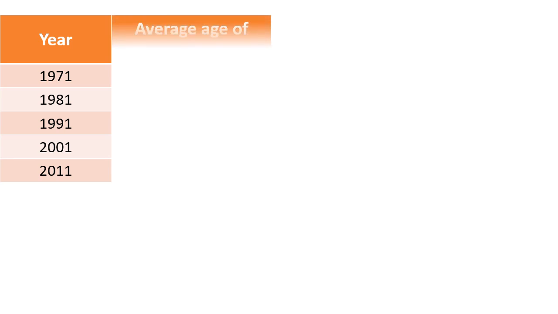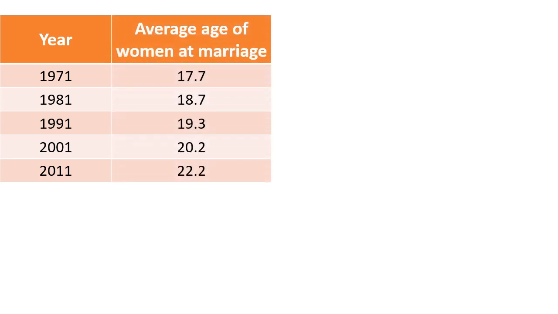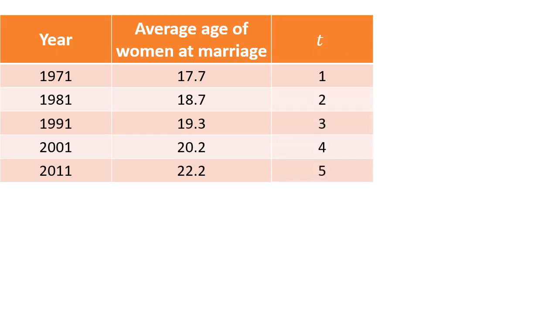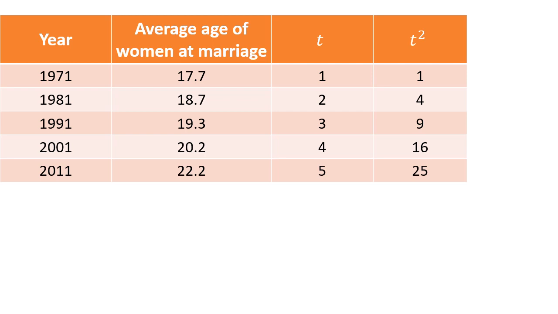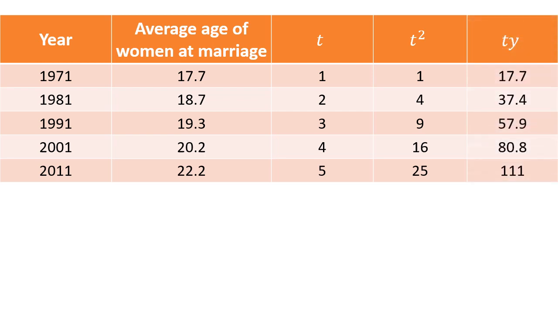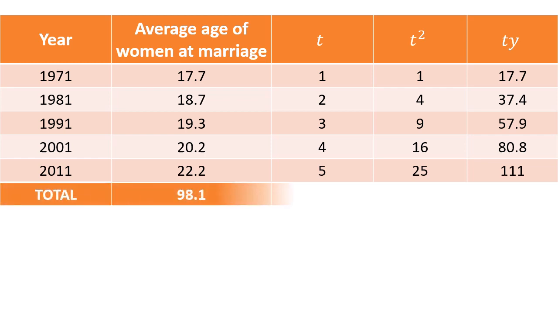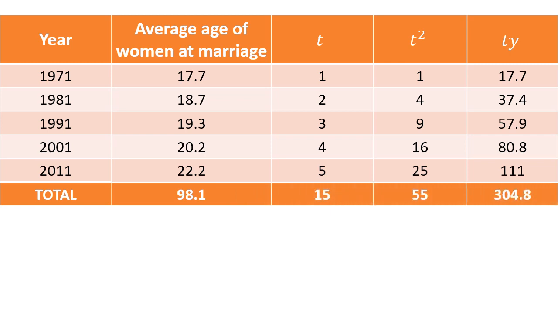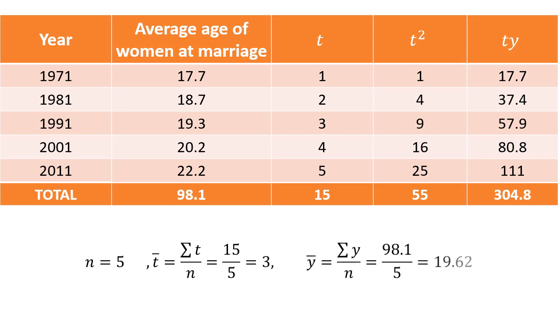Okay, we will start by copying down the question into our table. Years are given, then we will copy the marriage age of women, and then we will convert years into t variable 1, 2, 3, 4, 5, and then square that t variable as usual: 1, 4, 9, 16, 25. Then we will multiply the marriage age of women with the t variable, that is the ty column, and then we will make a total here: 98.1, 15, 55, 304.8. Good. Now the usual n is equal to 5, so t bar here will be 15 upon 5, which is 3, and y bar here will be 98.1 upon 5, which is 19.62.